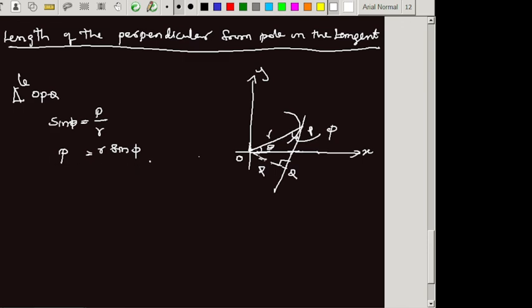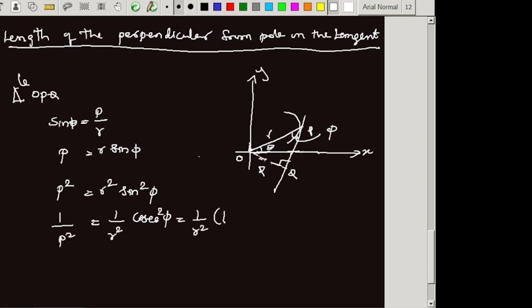Sometimes it is difficult to find φ, and during that time we cannot apply this formula. So we modify this according to the angle between the radius vector and the tangent line. Here we square this: P squared can be written as r squared sin squared φ. And we take the reciprocal: 1/P squared equals 1/r squared into 1/sin squared φ, which can be written as cosec squared φ, where cosec squared φ can be written as 1 plus cot squared φ.